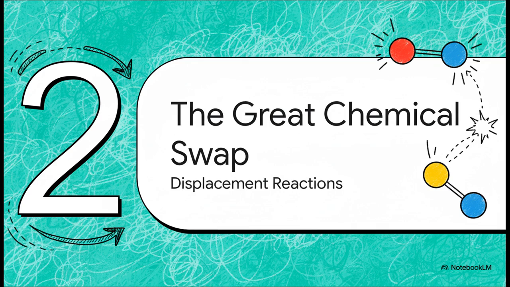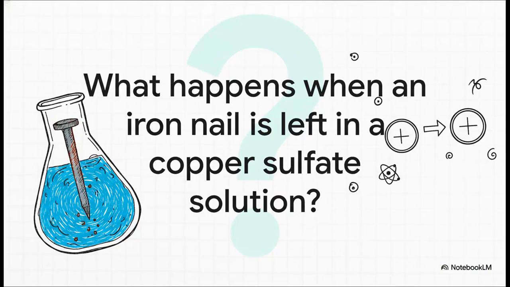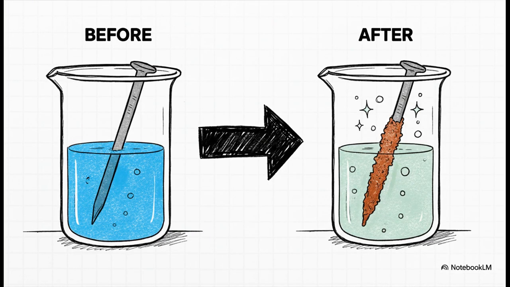All right, so we've covered making and breaking. Now things are going to get a little more dynamic. Let's take a look at what happens when elements decide they want to swap places. Okay, here's the next classroom setup. We've got a bright blue solution of copper sulfate, and right into it goes a plain old iron nail. Any guesses on what we're about to see? The result is a total makeover. Seriously, the iron nail is now coated in this reddish-brown layer of copper, and that vibrant blue solution has lost its color. A chemical swap has definitely taken place here.